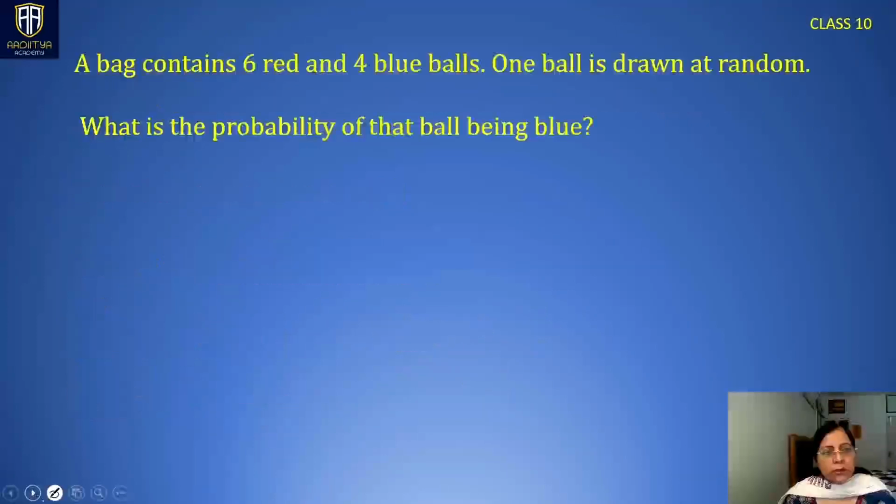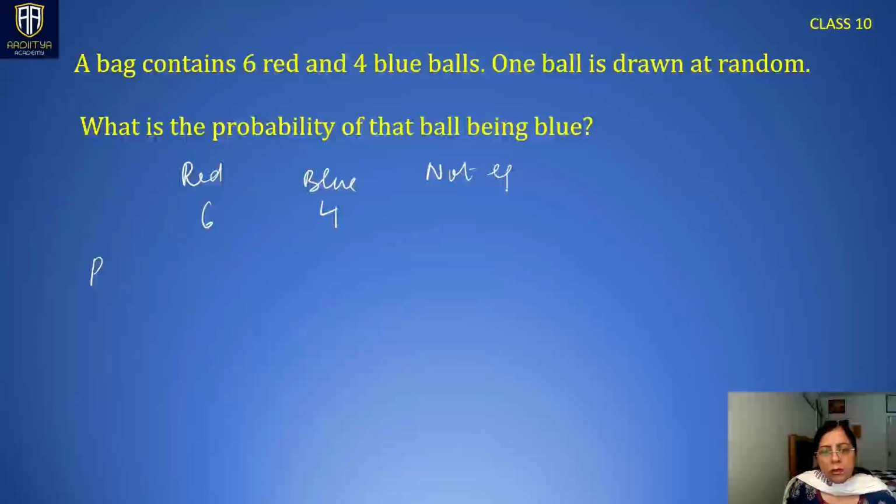So the next is, let us do this example. A bag contains 6 red and 4 blue balls. So one ball is drawn at random. What is the probability of that ball being blue? So here we have 6 red and 4 blue. These are not equally likely possible outcomes, because here the number of balls are not same for both the colors.